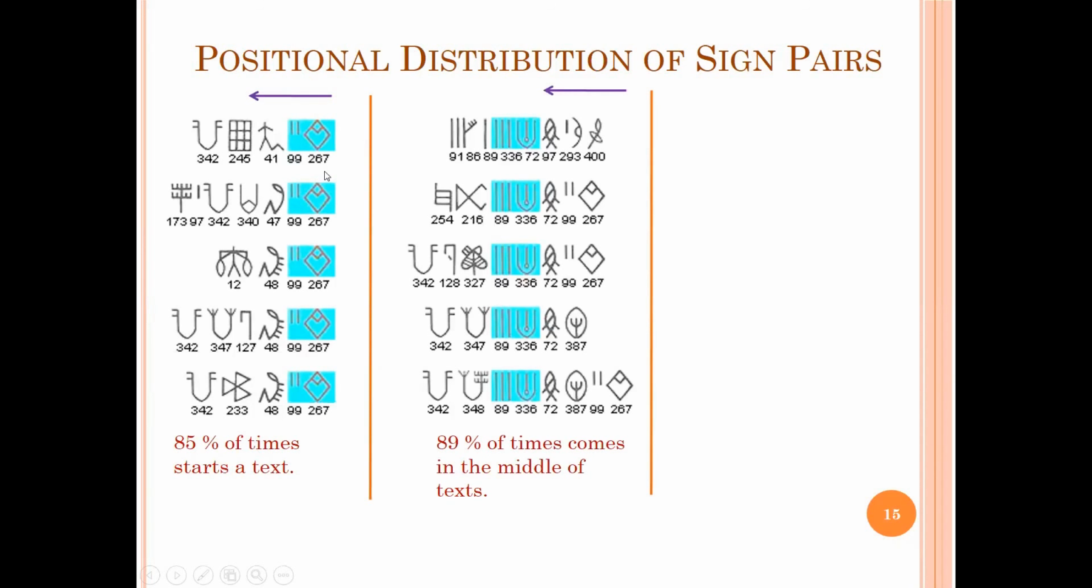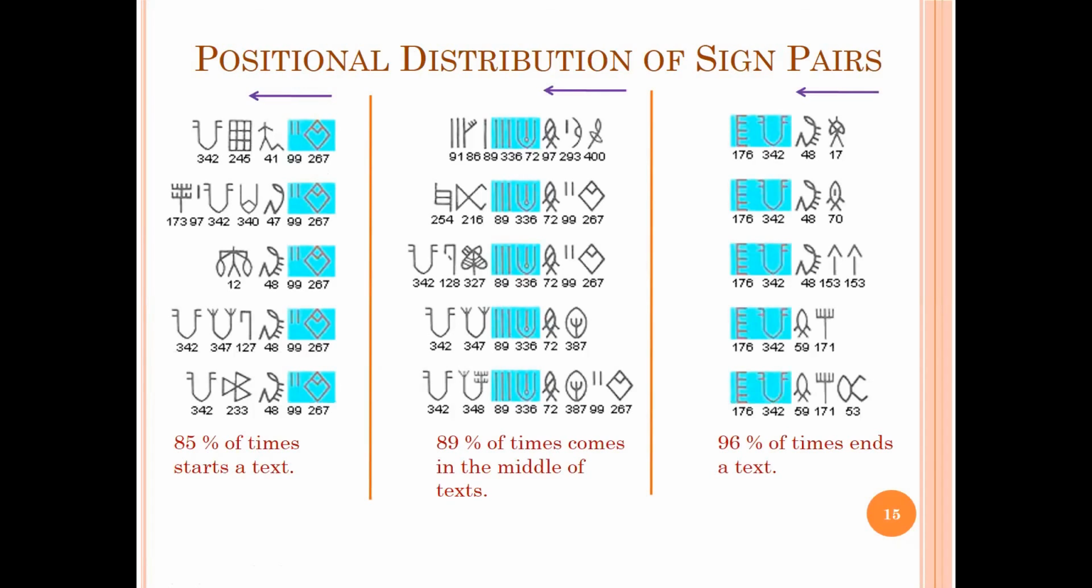Then if we take a look at the other frequent pair, 336 followed by 89, this pair appears in the middle of the text 89% of the times. And again, this pair has a favorite location at the end of the text. So 96% of the times it seems to appear to end the text. Now, this trend was not only true for sign pairs, it was also true for sign triplets and quadruplets. So we conclude that the frequent sign sequences in the index text have a preferred location in the index text.